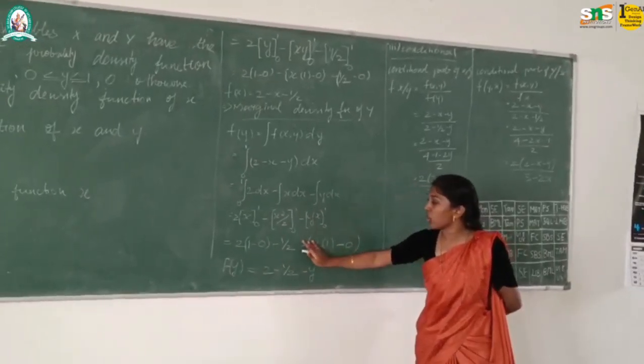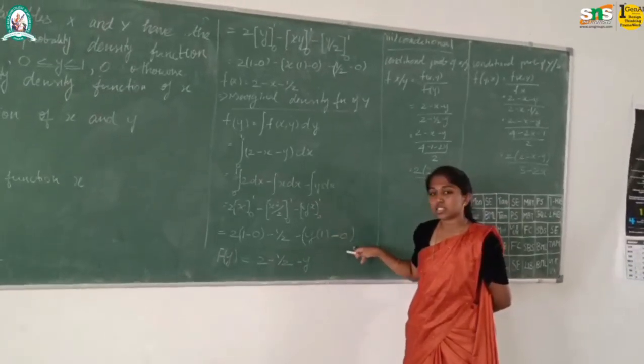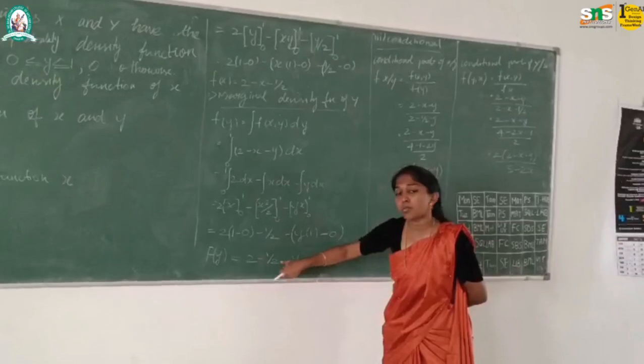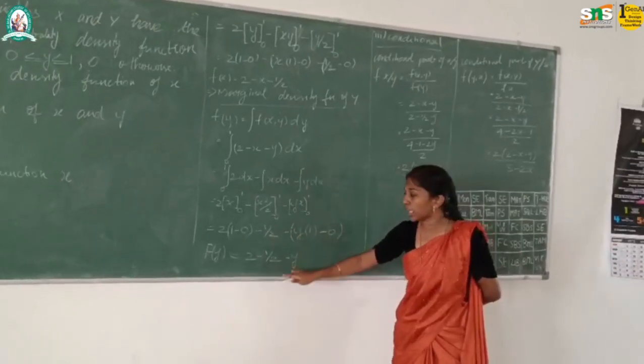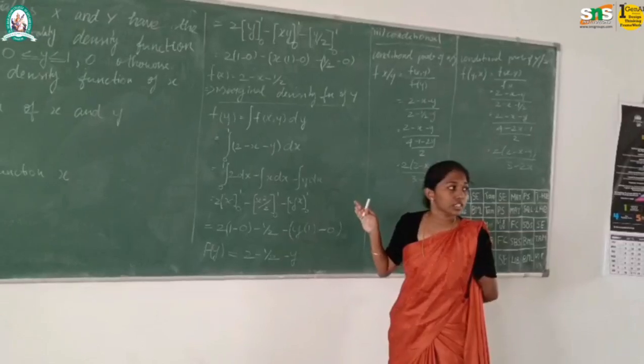Here also y is common term and we are going to substitute the limit for x. So y into 1 minus 0. So this is the substituting value. While simplifying, I get an answer, that is the marginal probability density function of y is 2 minus 1 by 2 minus y. So this is the marginal probability density function for y.